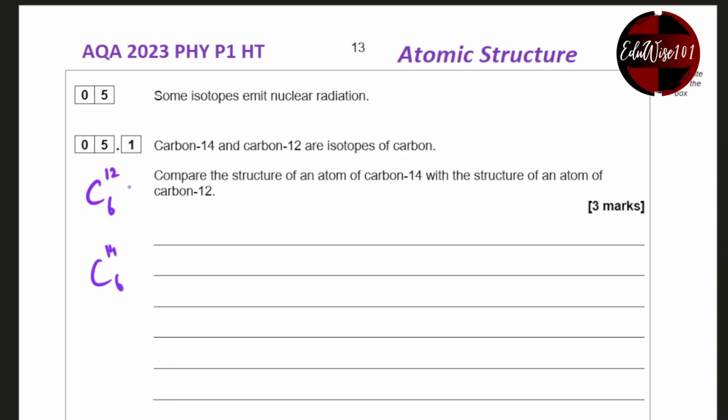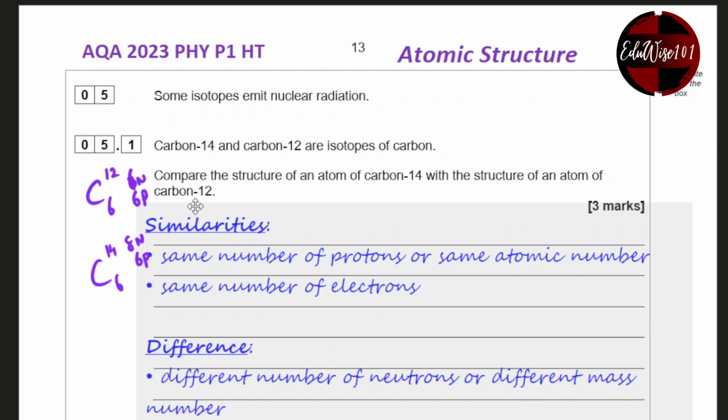This carbon has 6 neutrons and 6 protons, and this has 8 neutrons and 6 protons, and they have the same number of electrons here. For this question, that wouldn't matter much. So the similarity, you can write it as similarity and difference separately. They have the same number of protons and they have the same number of electrons.